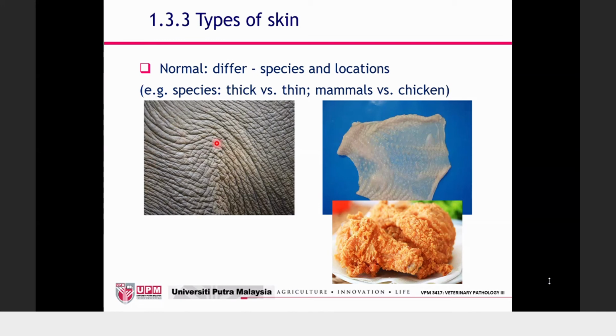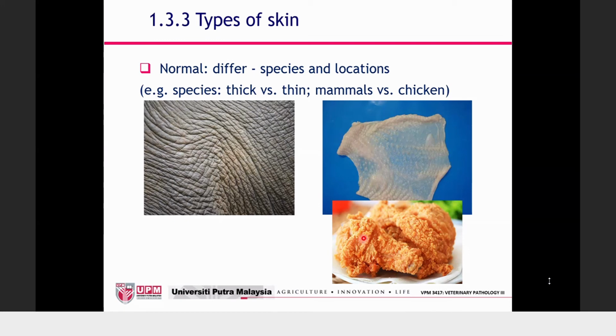Yes, very good. How about this one? Right hand side? Chicken. Yes. Okay. Can you notice or appreciate the thickness of the skin is different? Usually the elephant would definitely have very thick skin, right? Compared to chicken. So that's why when you fry your chicken, you get very crispy skin. Some people like to eat fried chicken skin, right?